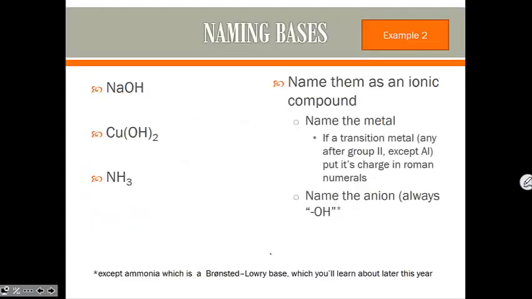So for this first example, in example 2, it says NaOH. Na is for sodium. Sodium is in the first column of the periodic table, so we know that it always has a +1 charge, so I don't need a Roman numeral. OH is hydroxide. So NaOH would be sodium hydroxide.